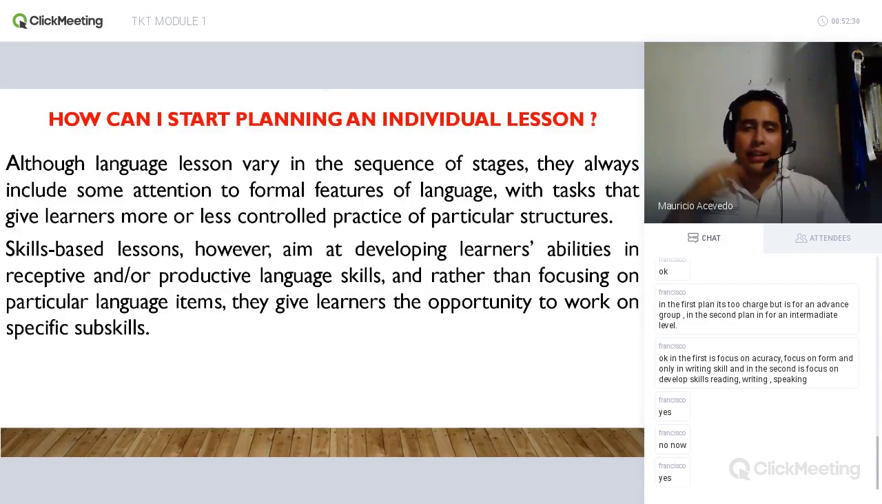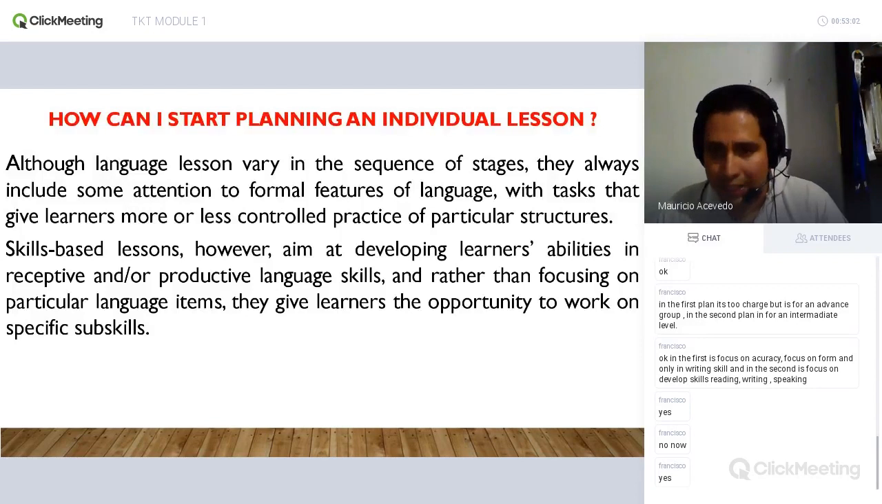Okay, let's continue. Here we go. Although language lessons vary in the sequence of stages, they always include attention to formal features of language, with tasks that give learners more or less controlled practice of particular structures. Skill-based lessons, however, aim at developing learners' abilities in receptive and/or productive language skills, and rather than focusing on particular language items, they give learners the opportunity to work on specific sub-skills. So basically you have these two types, Francisco.